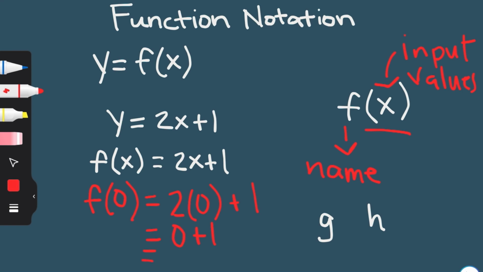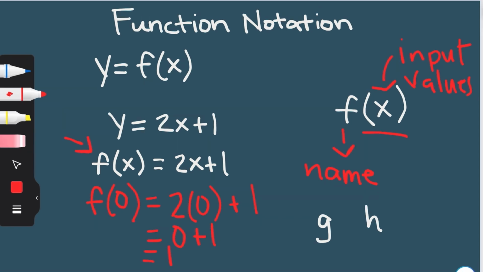The result is 1. So f of 0 is equal to 1 given this function. So if you're interested in learning how to evaluate functions, which I just hinted at in this last example, make sure you stay tuned for the next video.